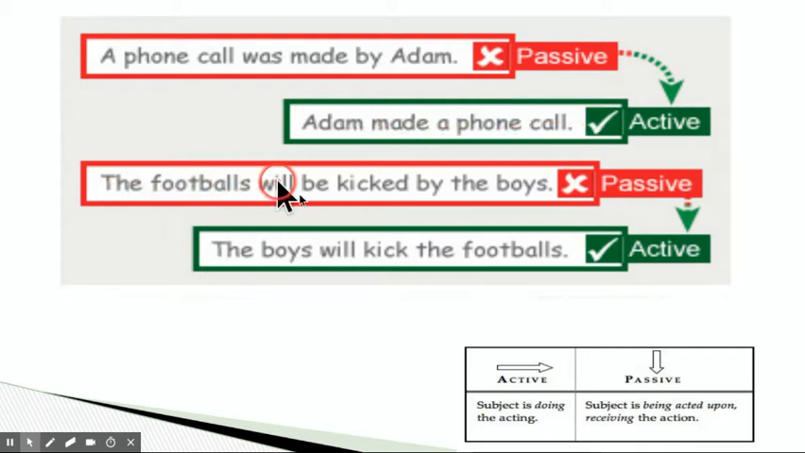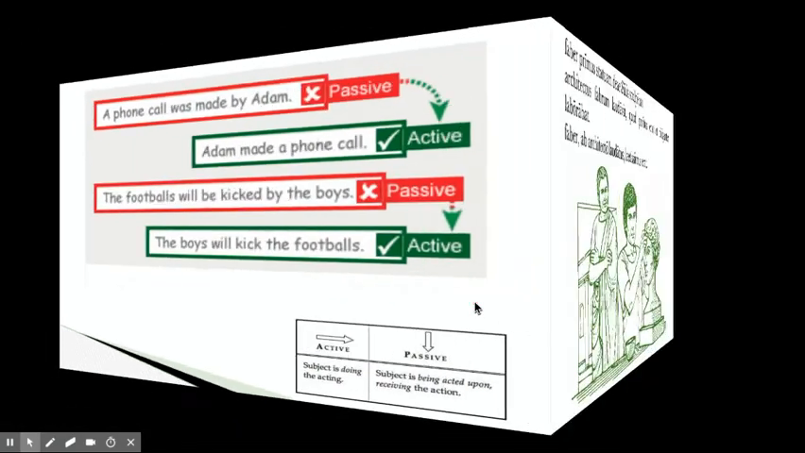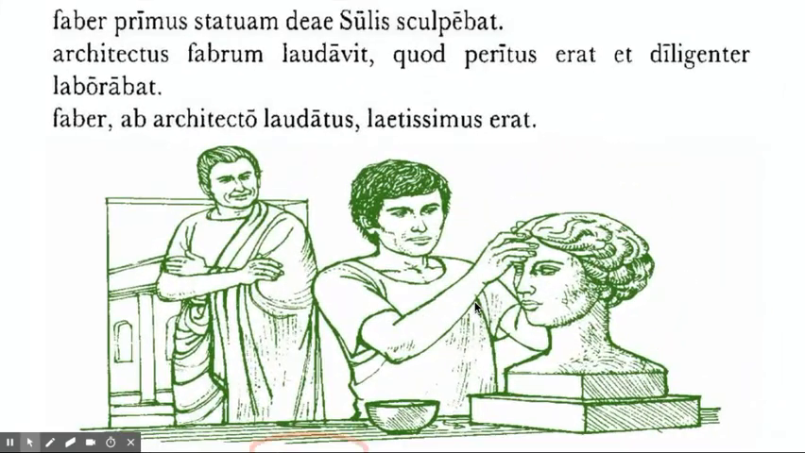The footballs will be kicked by the boys. Will is the future signal. But be in English tells you it's the passive. The subject is receiving the kicking. The boys will kick the footballs. That's active voice. Every verb we've covered in Latin so far until this chapter has been active. Now we add the passive with the perfect participle.